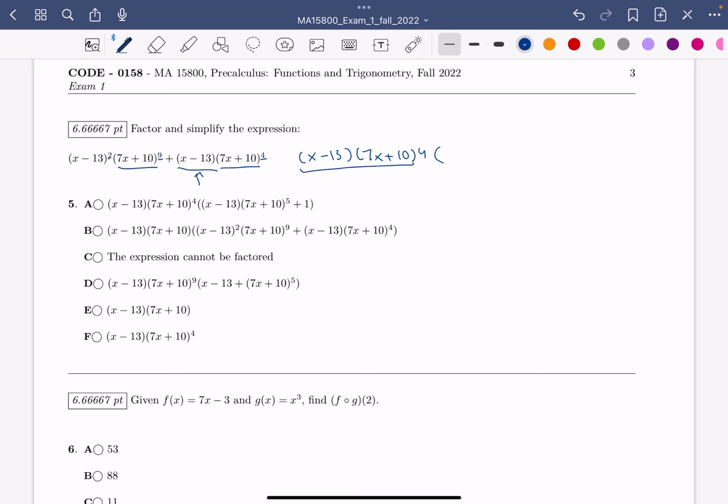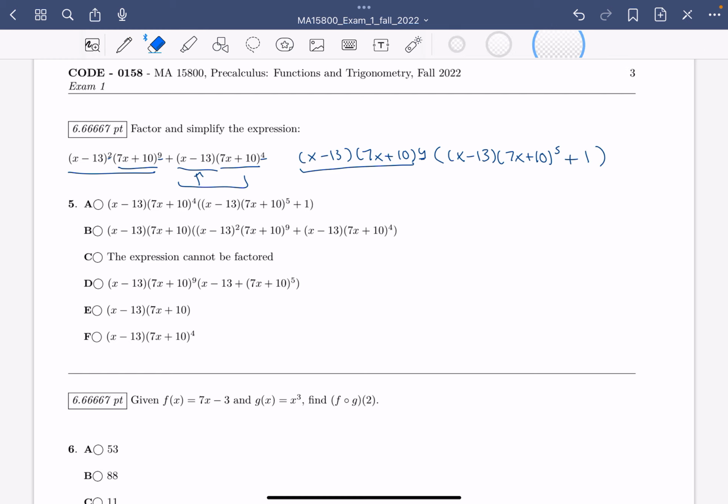times, if we take this x minus 13 times 7x plus 10 to the 4th out of this first term, we would get x minus 13 and then times 7x plus 10 to the 5th. It is to the 5th because 9 minus this 4 here, if we're taking 7x plus 10s out of 9 7x plus 10s, then we're going to be left with 5. So this will be 7x plus 10 to the 5th. Plus the second term, if we take out an x minus 13 times 7x plus 10 to the 4th out of this second term right here, we're just left with number 1 because we got rid of all the terms.